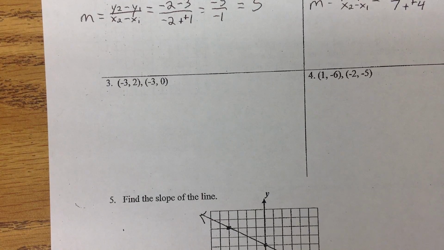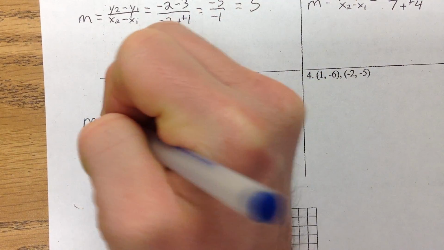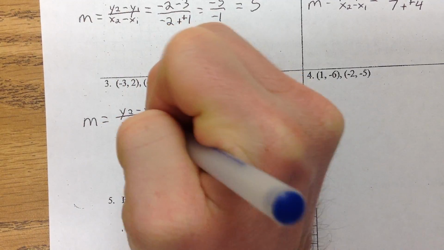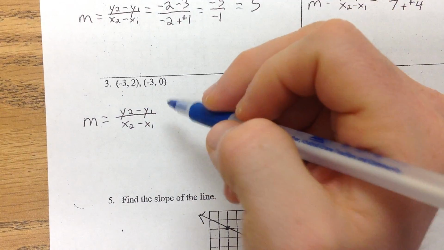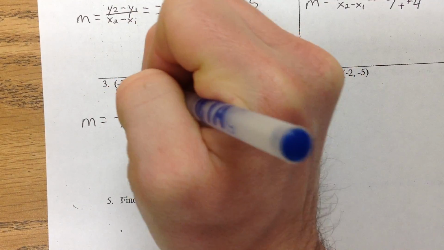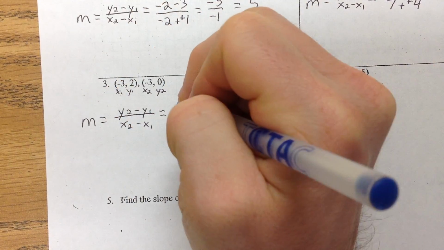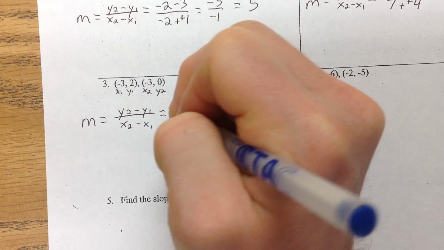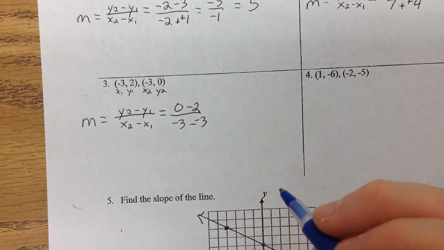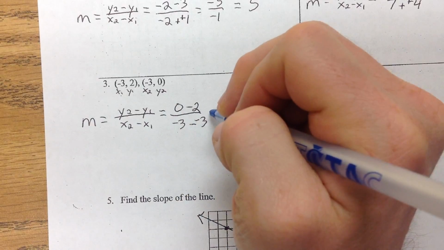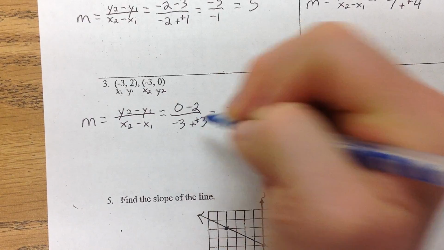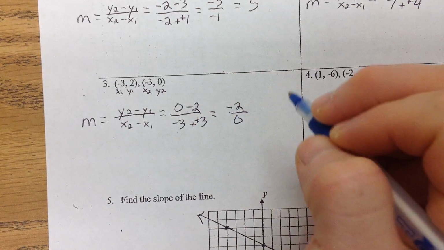If we look at number 3, all right, again, you're seeing it's just kind of the same thing over and over again. So x2 minus x1. The biggest thing is just memorizing the formula, making sure you have the formula memorized. So there's my x1, there's my y1, there's my x2, there's my y2. So we've got 0 minus 2, negative 3 minus negative 3. All right, so 0 minus 2 is negative 2. Negative 3 minus a negative 3 is really negative 3 plus 3, which is 0.